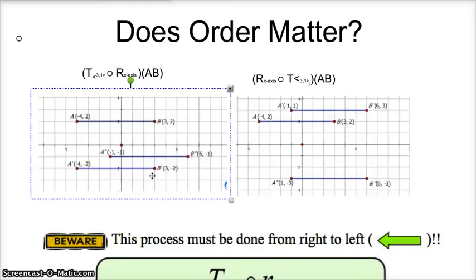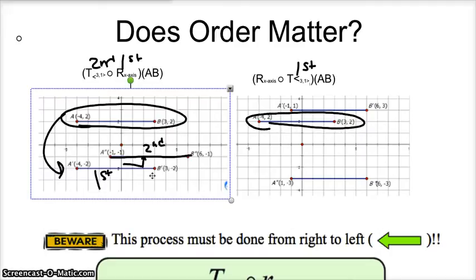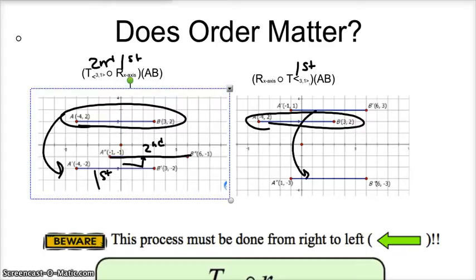So we have two different line segments here. We have line segment AB, and the first thing that happened is it was reflected over the x-axis and then translated 3 right and up 1 to the second shape, which landed you here. Same line segment, AB. This one, however, was the same translation, 3 over, 1 up, and then reflected. And if you look at the final answers, they are in two very different locations. So for this particular example, the order did matter.